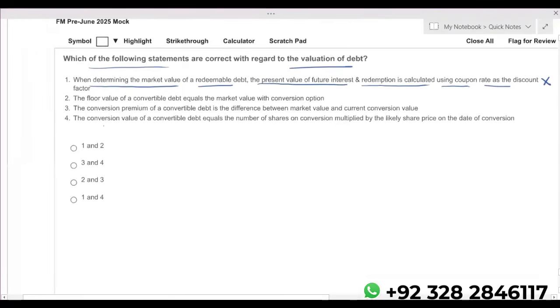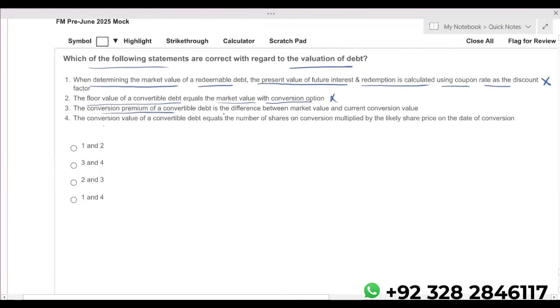Okay, now come here. So number 1 is false. The floor value of convertible debt equals the market value with conversion option. No. It is not with conversion option. Floor value is actually the minimum value of the debt, and minimum value of the debt comes without the conversion option. Again, false. Floor value is the minimum value. Minimum value is instead of conversion, I'll go for redemption.